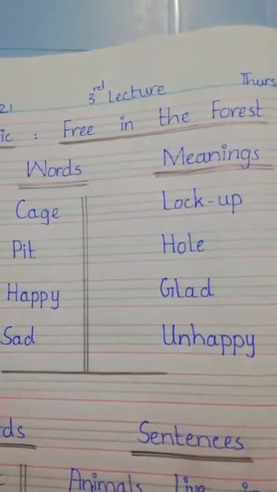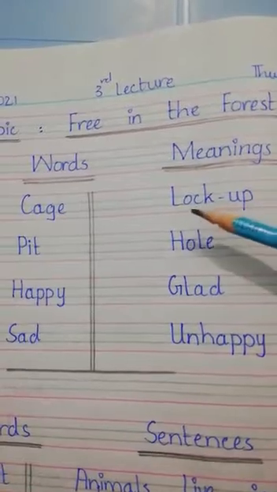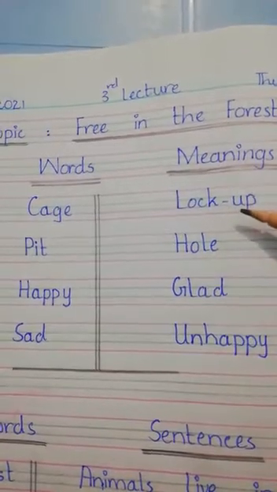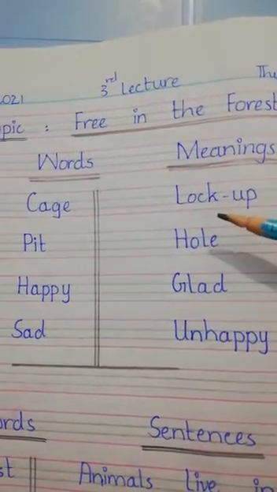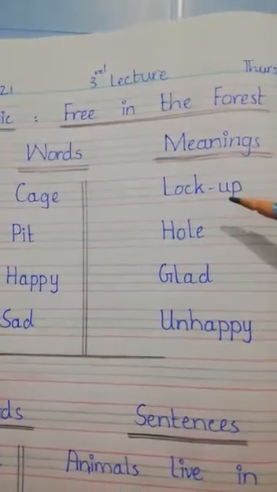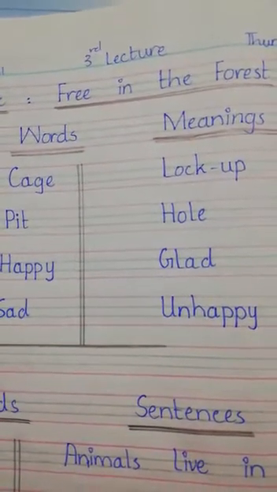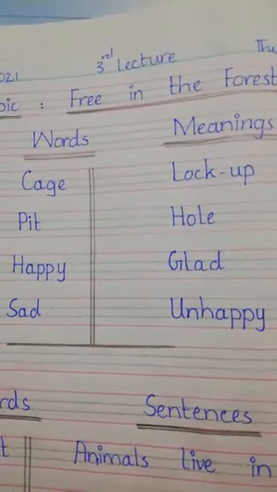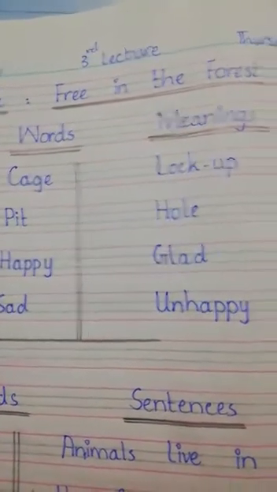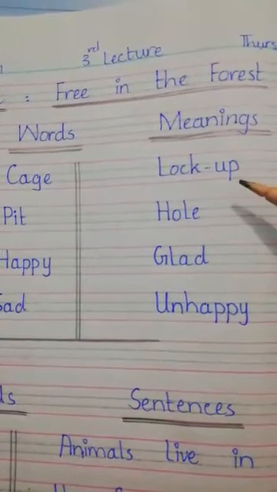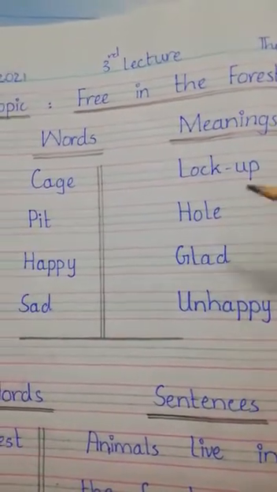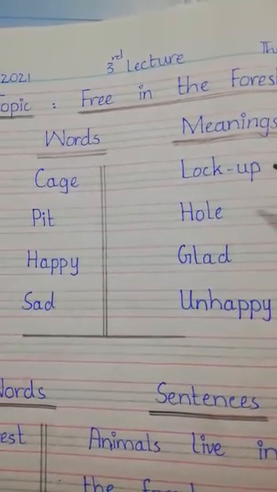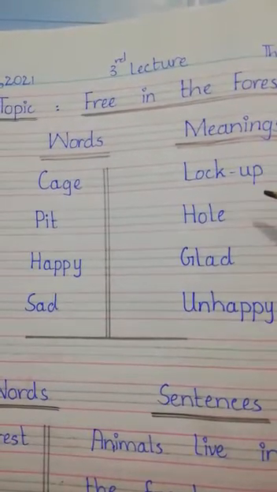So what is the meaning of cage? Lock up. What is the meaning of cage? Lock up. L-O. Lock. C-K. Lock up. U-P. Up. Lock up. Okay? You remember? जब पुलिस किसी को जेल में बंद करती है, कोई चोर होता है या जब हम कोई गलत काम करते हैं तो पुलिस जब हमें पकड़ती है तो वो हमें कहाँ बंद करती है? लॉकअप में, जेल में. So what is the meaning of cage? Lock up. Okay, say it with me. Cage, lock up. Very good.